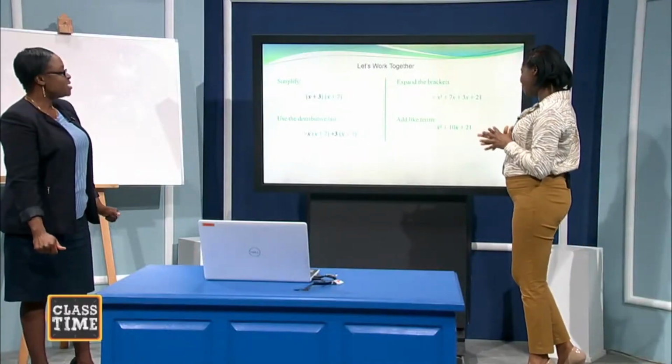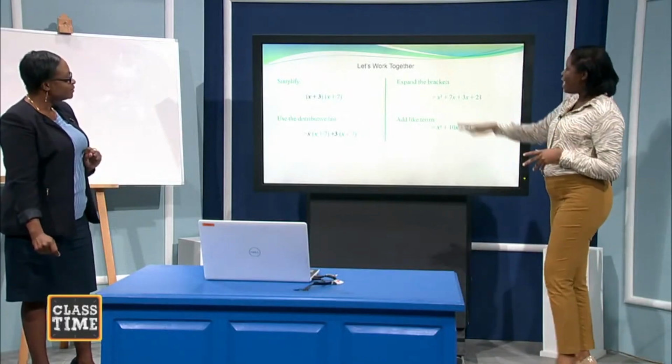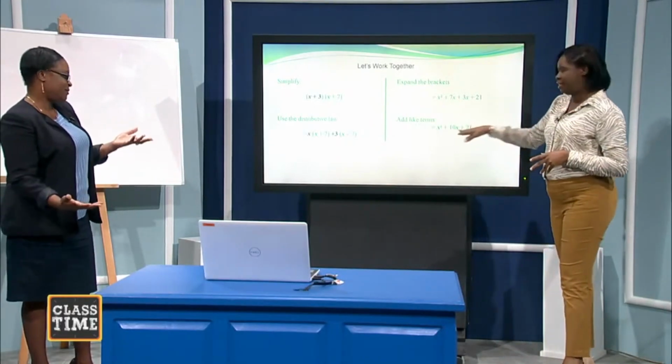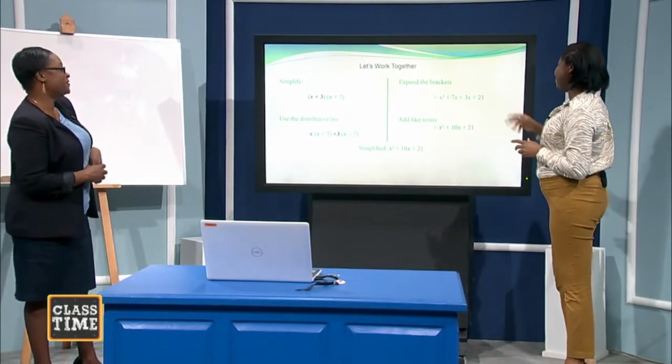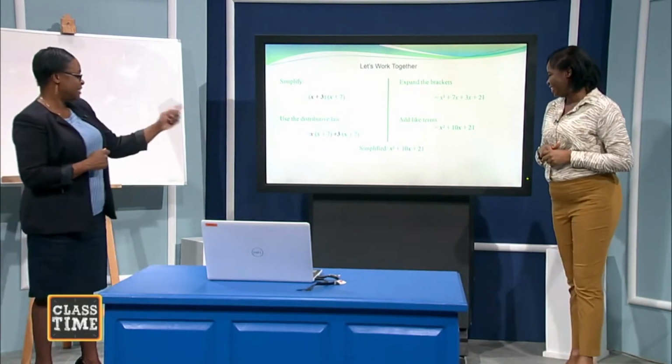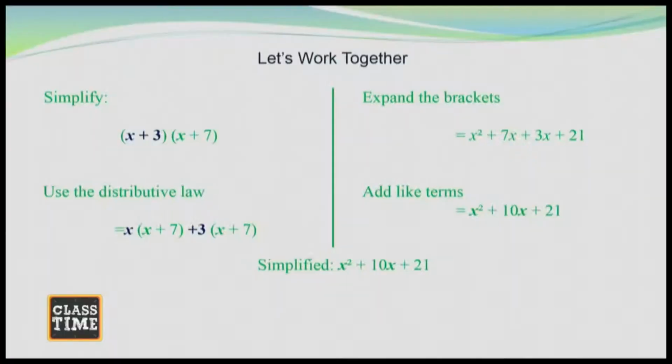I see you have caught on to that concept. I'm learning quickly. And 7 plus 3 would give us? Yes, 10. 7x plus 3x would give us the 10x. Yes. And so the simplified term for the binomial multiplication would be x squared added to 10x added to 21.